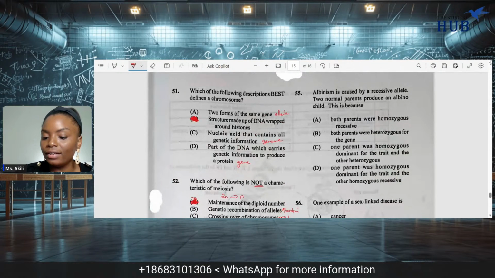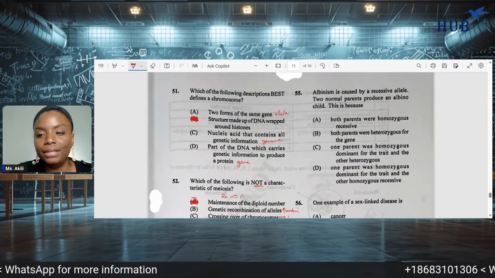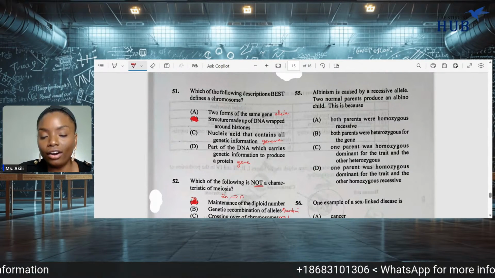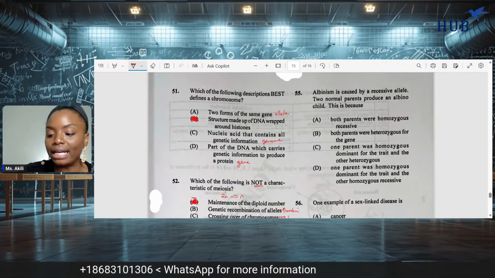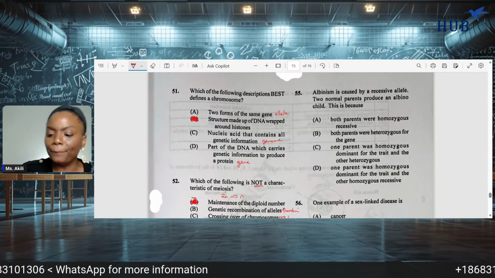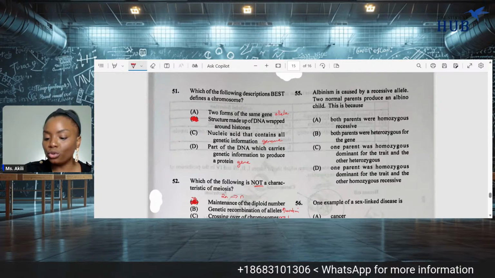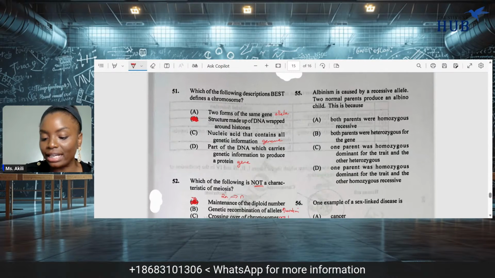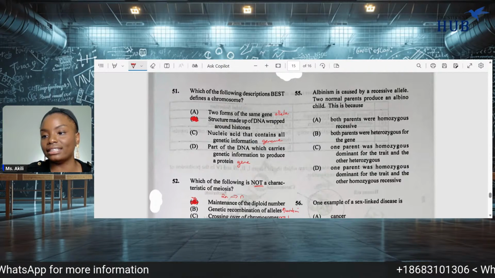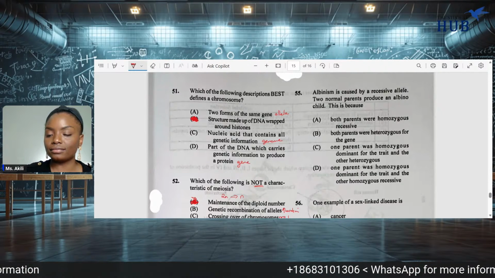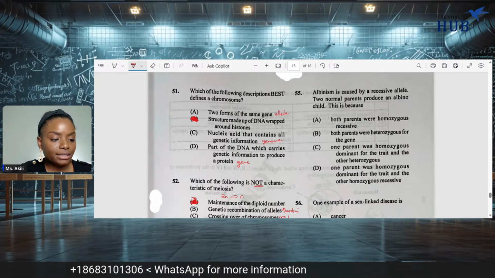Let's look at 55. Albinism is caused by a recessive allele. So what does that mean? Recessive allele means that you have to have 2 copies of the allele to express the associated condition. 2 normal parents produce an albino child. This is because both parents were homozygous recessive, both parents were heterozygous for the gene, one parent was homozygous dominant for the trait and the other heterozygous, or that one parent was homozygous dominant for the trait and the other homozygous recessive. What do we think for this one?